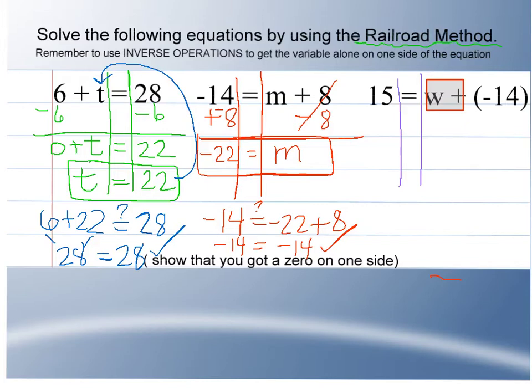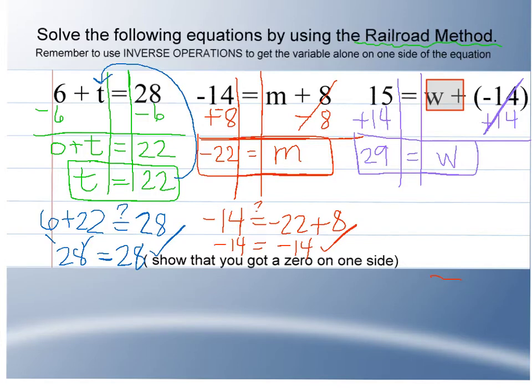That means that you should add 14 to both sides so that you're getting 0 on one side. So the inverse is adding 14. That leaves you now with W alone on the right side, and then we have 15 plus 14, which gives us a final answer of 29.